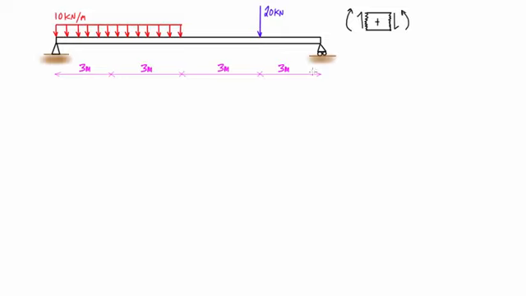Now, we're going to be doing this the fast way. We're not going to be plotting shear and moment in terms of x. We're just going to be working off of a single free body diagram, and we're going to keep modifying that free body diagram to include new sections as we move across this beam.